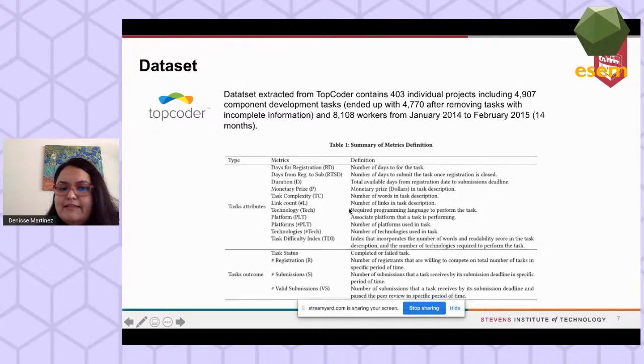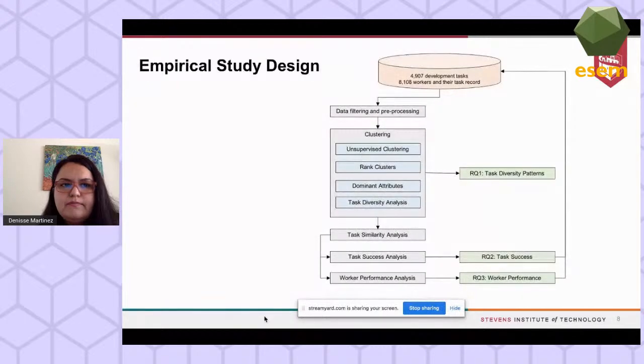Link count, that is the number of links in the task description, the technologies, the platforms, the number of platforms, the number of technologies. And we also worked on a task difficulty index because we wanted to capture a little bit more how difficult the task was in terms of technologies and what was requested. And then to analyze the task outcome, we had the task status, the registration, submissions, and valid submissions. So this is a summary of what we did.